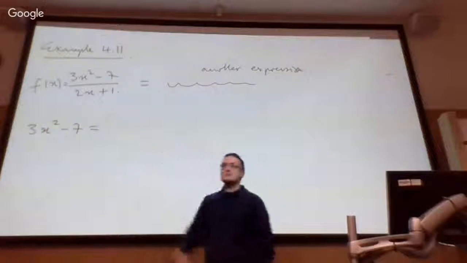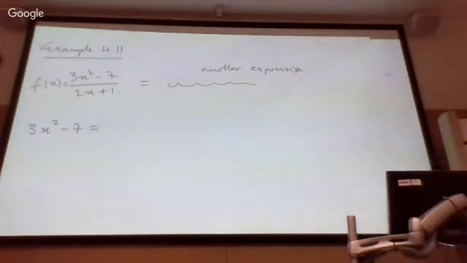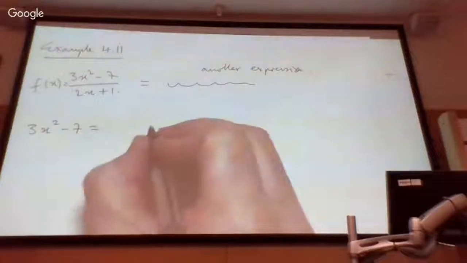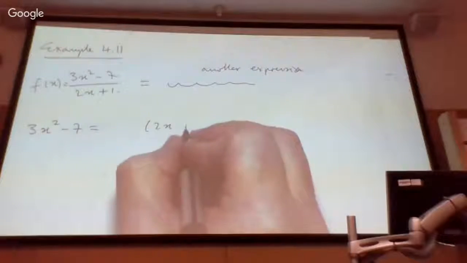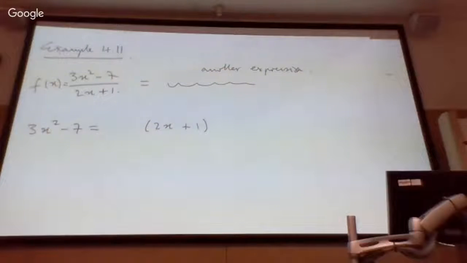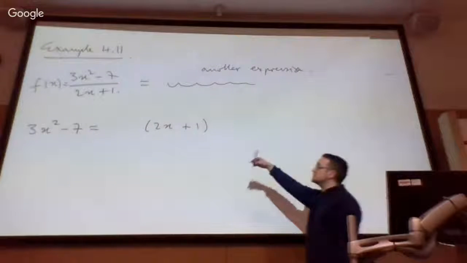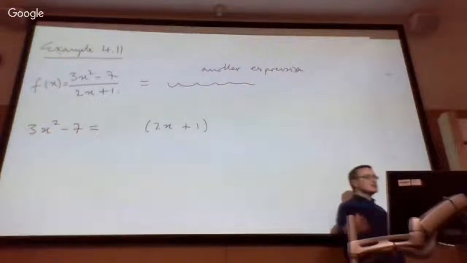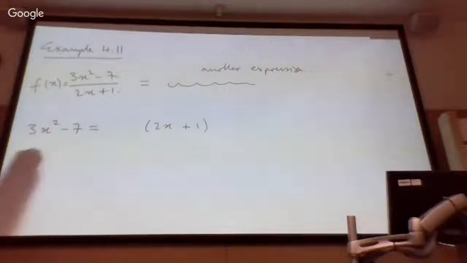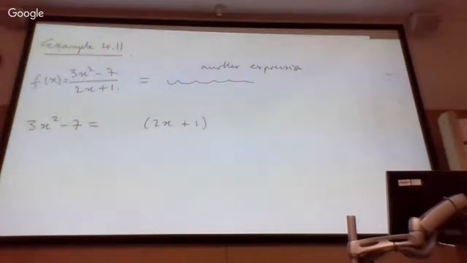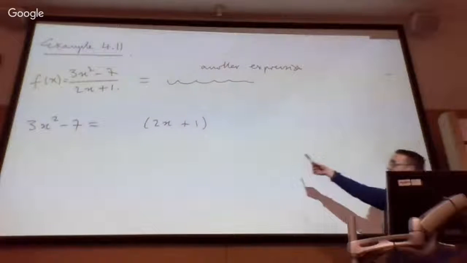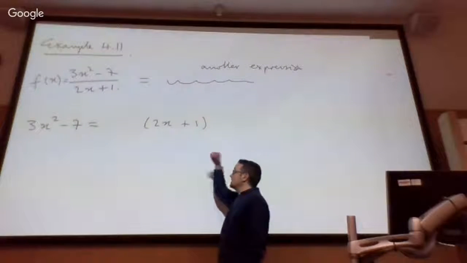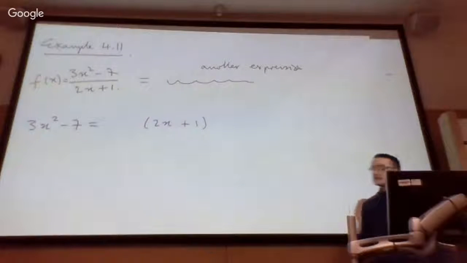So we're going to attempt to write 3x squared minus 7 as a multiple of 2x plus 1. We want to write it as some kind of multiple of 2x plus 1 so that we can divide it by 2x plus 1. And we may have to build this up in stages. First thing to think about getting right is this 3x squared term. What would you have to multiply 2x plus 1 by in order to generate that 3x squared?